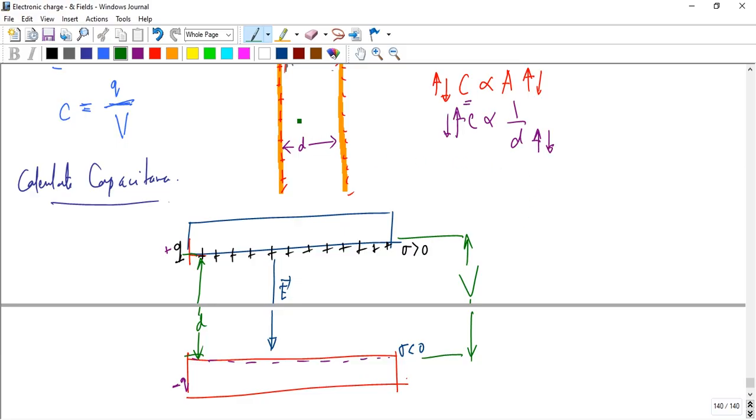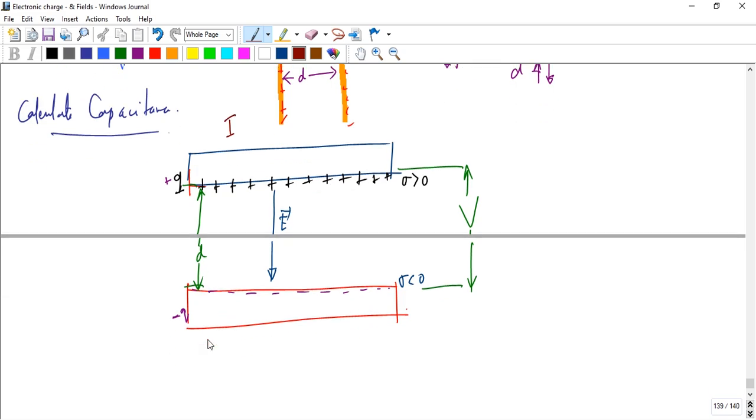Okay. So now we choose three surfaces. One surface is outside here. Here we choose another surface or region, and we choose another region here. Three regions we choose. So in the first region, the electric field will go in that direction, which means outside that surface, the electric field will be 0.